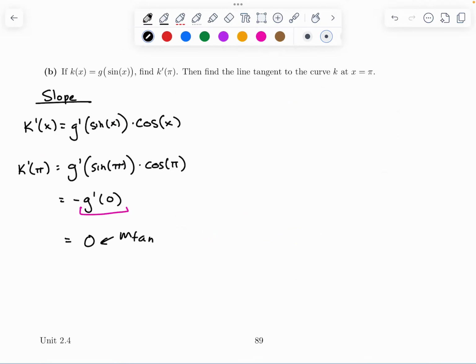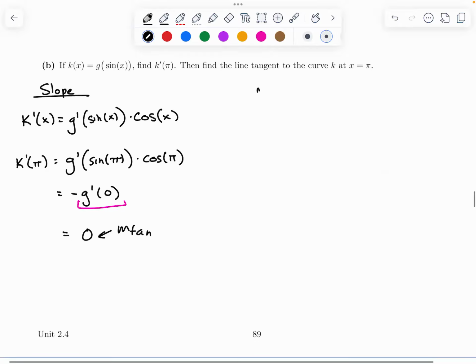Yes, it is possible for your tangent lines to have a slope of 0. It's totally fine to have that happen. It doesn't happen very often, but still. And so now we need the point.